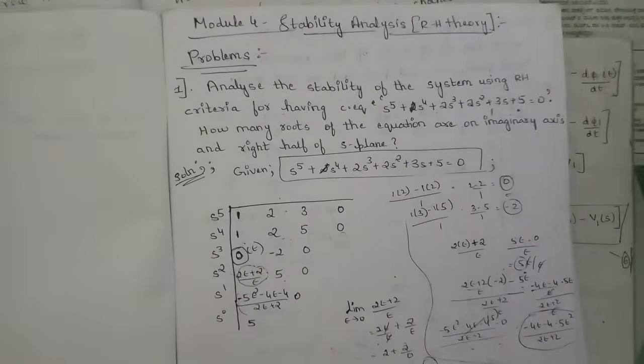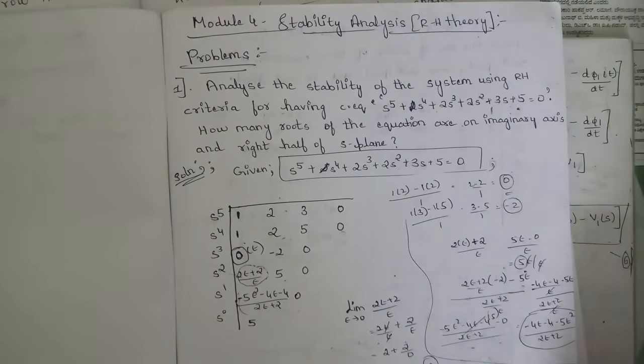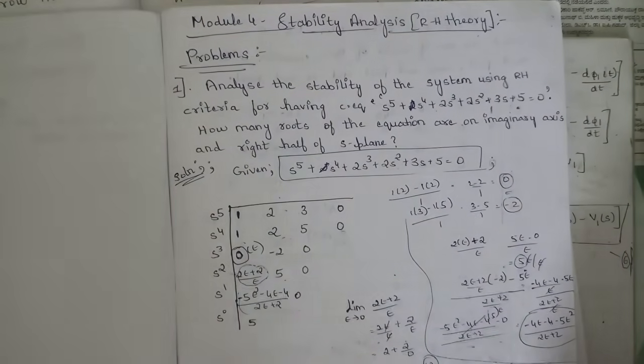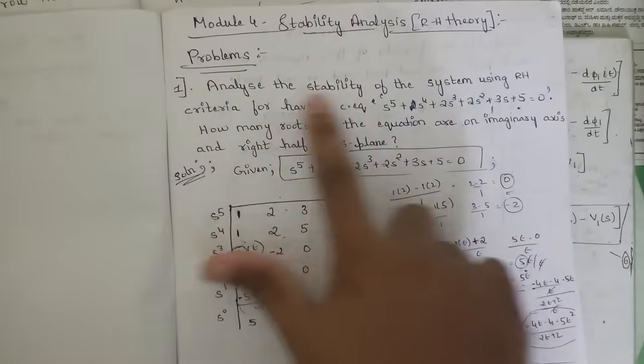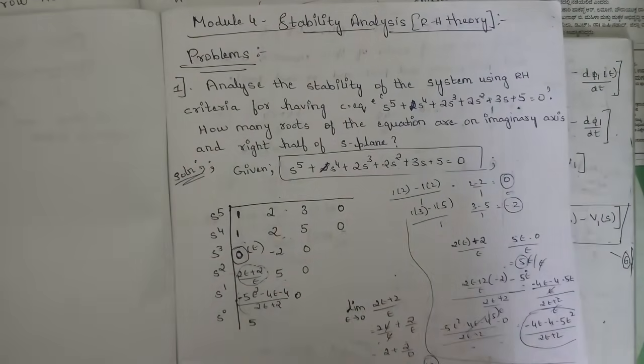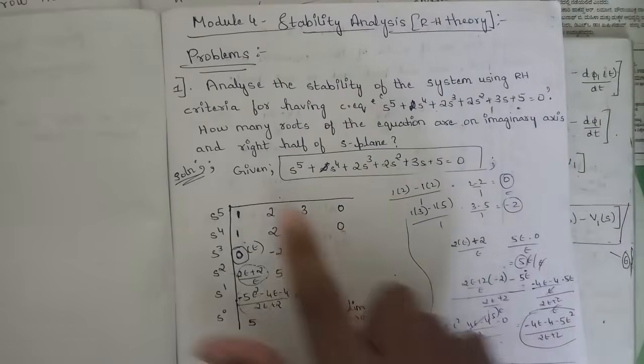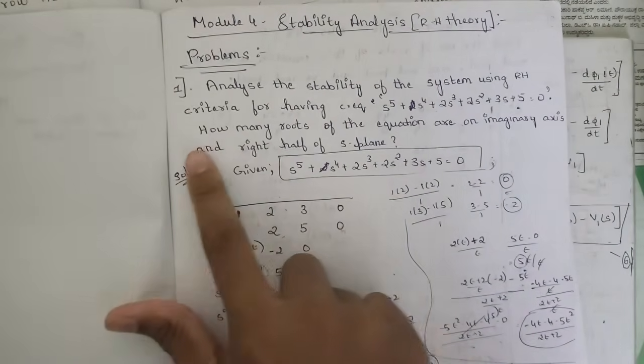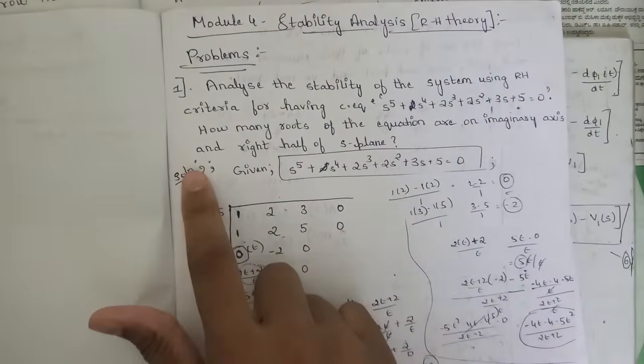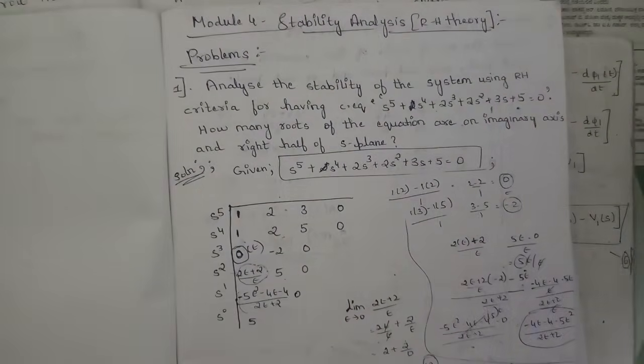So from module 4, stability analysis, one question related to Routh array would definitely be asked, not simple problems of Routh array. What they would be asking is to analyze the stability of the system using RH criteria. They would give you one characteristic equation and twist the questions, asking how many roots of the equation are on the imaginary axis or on the right half of the S-plane.